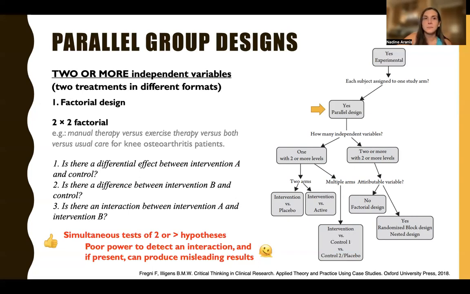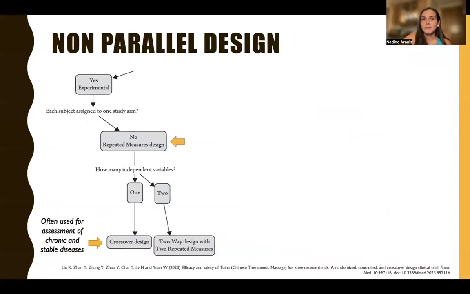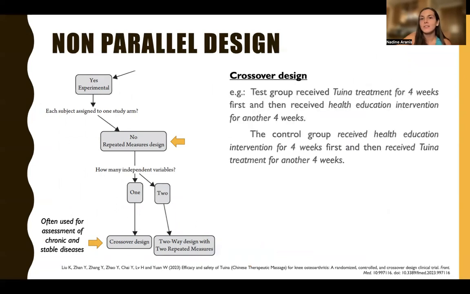To finalize this rapid five, we have the non-parallel group designs, which are basically when each subject is not assigned to one study arm, rather they are assigned to repeated measures. In this case, if they have one independent variable, we have the crossover design. And I leave you an article here as an example.